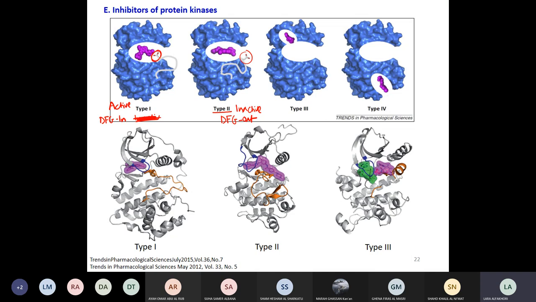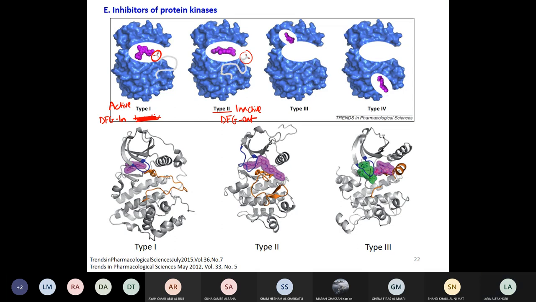Now based on the DFG motif, when it is in, it is an active conformation, and the allosteric site is closed by the phenylalanine. This is what type 1 favors, the active conformation. The inactive conformation is favored by type 2 kinase inhibitors, with the DFG out. Look at the aspartic acid, how it's pointing away from the active site, or from the binding site.